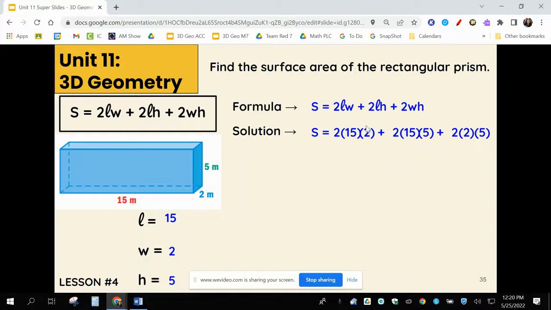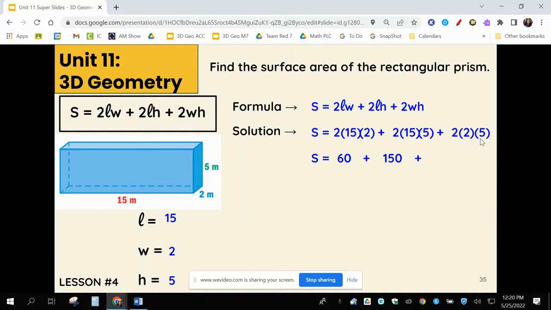Okay, the next thing we're going to do is multiply this cluster, and this cluster, and this cluster, and write down the products below. So when we do 2 times 15 times 2, go ahead and use your calculator. You should get 60. Plus 2 times 15 times 5, you should get 150.